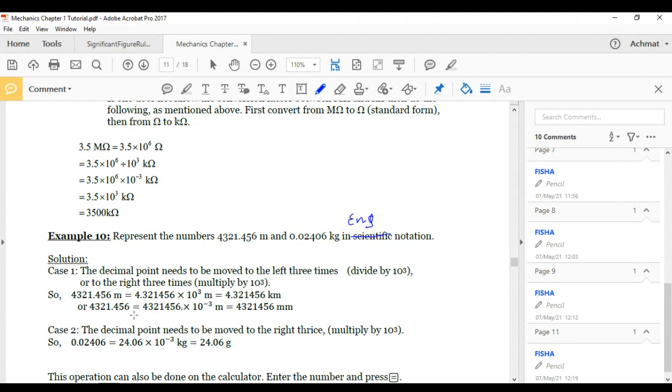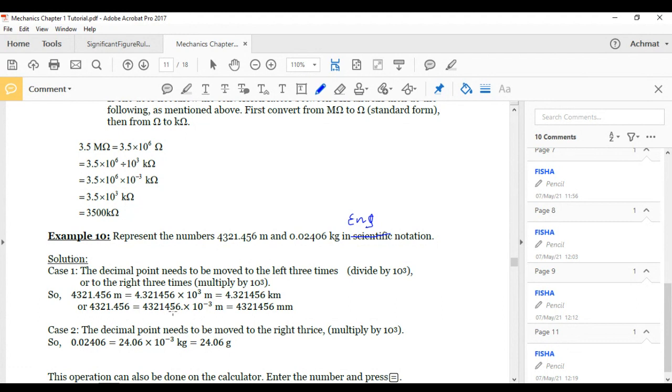So there you are. If I move this thing to the right 3 times, then it means effectively times 10 to the minus 3. Remember, to the right means times 10 to the 3, but to get the same value, I must also divide it by 10 to the 3. That's why I wrote times 10 to the minus 3.